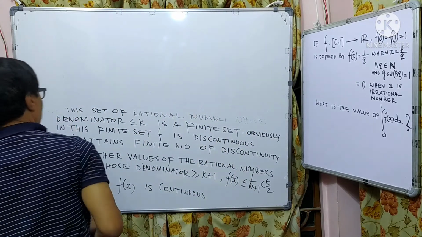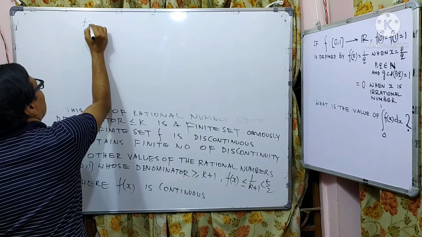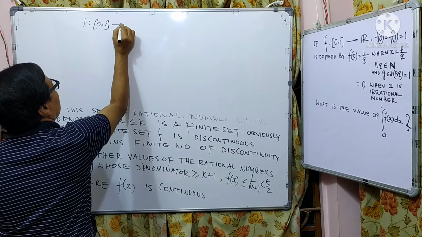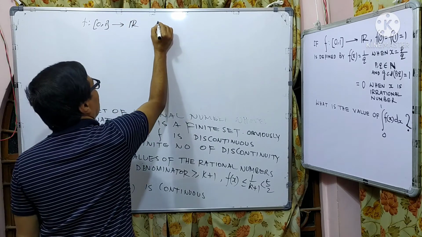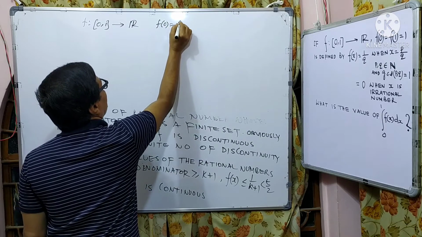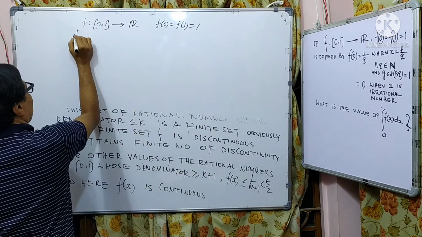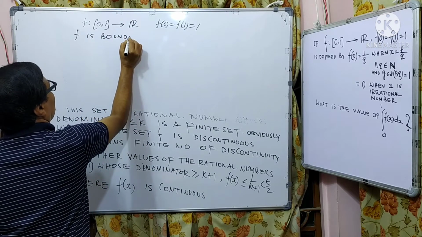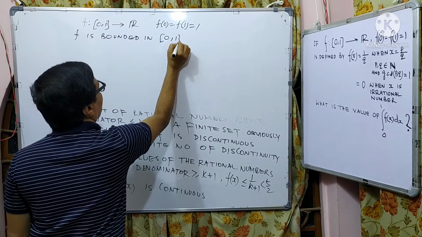Now f is defined over the closed interval [0, 1] and its range is the set of real numbers, provided f(0) equals f(1) equals 1. So we can say f is bounded in [0, 1].